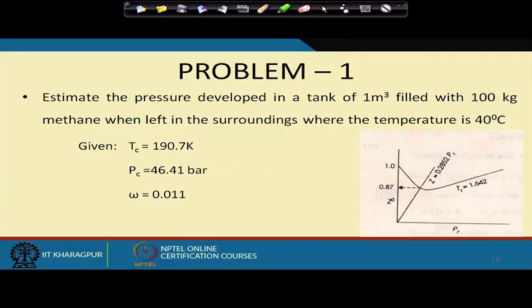Well, let us see the first problem. The first problem is written here. We need to estimate the pressure in a tank of 1 meter cube filled with 100 kg methane when left in the surroundings. Temperature is 40 degrees centigrade.